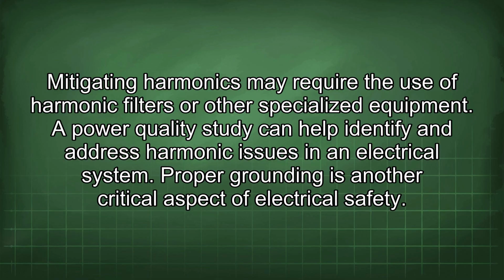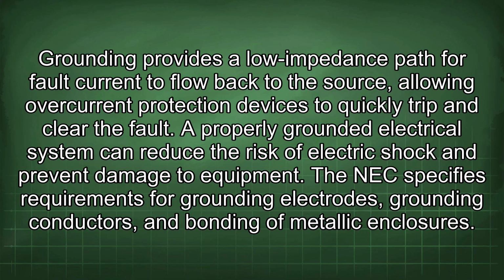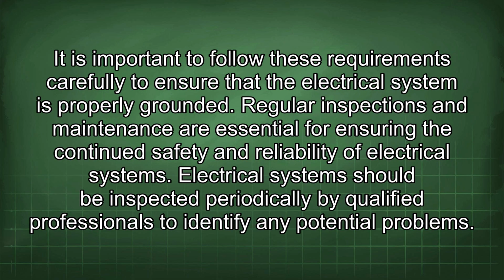Proper grounding is another critical aspect of electrical safety. Grounding provides a low impedance path for fault current to flow back to the source, allowing overcurrent protection devices to quickly trip and clear the fault. A properly grounded electrical system can reduce the risk of electric shock and prevent damage to equipment. The NEC specifies requirements for grounding electrodes, grounding conductors, and bonding of metallic enclosures. It is important to follow these requirements carefully to ensure that the electrical system is properly grounded.